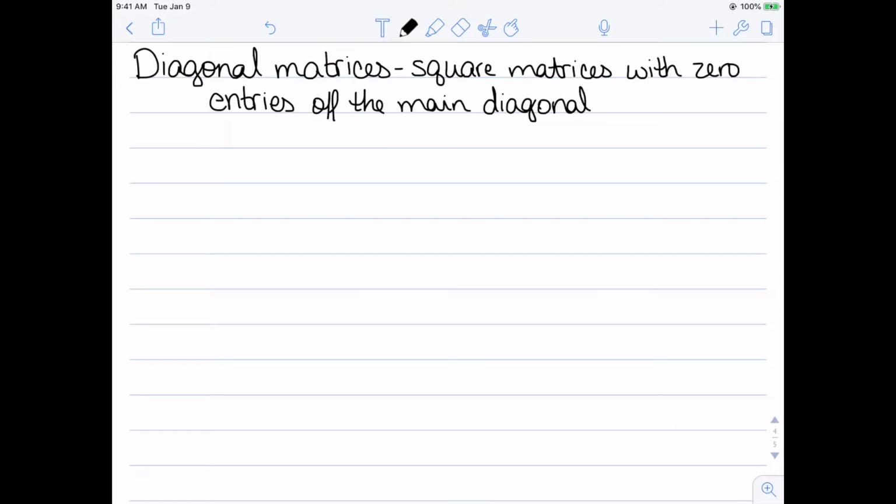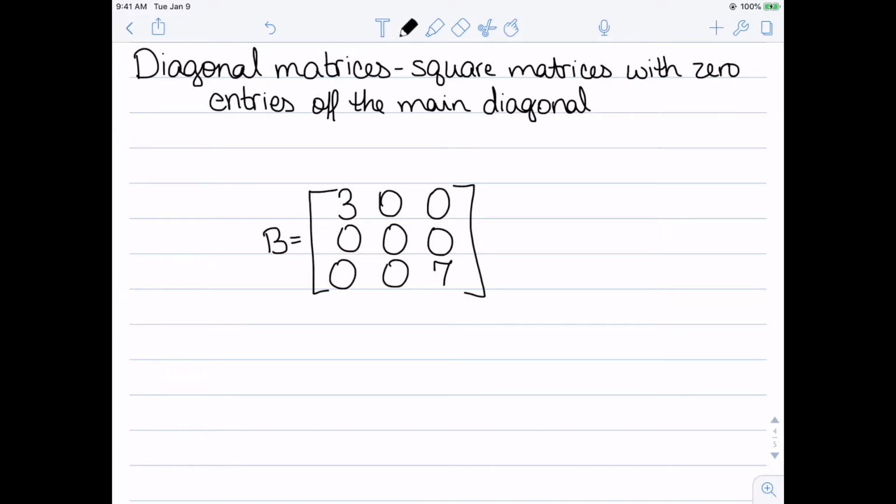Diagonal matrices are square matrices with 0 entries off the main diagonal. So if you're not on the main diagonal of the matrix, you have to be a 0. It can still be a 0 if you are on the diagonal, but you have to be a 0 if you're not. Here's an example of a diagonal matrix. The main diagonal starts at the upper left and goes down diagonally, and we can see everything that's not on that main diagonal is a 0.